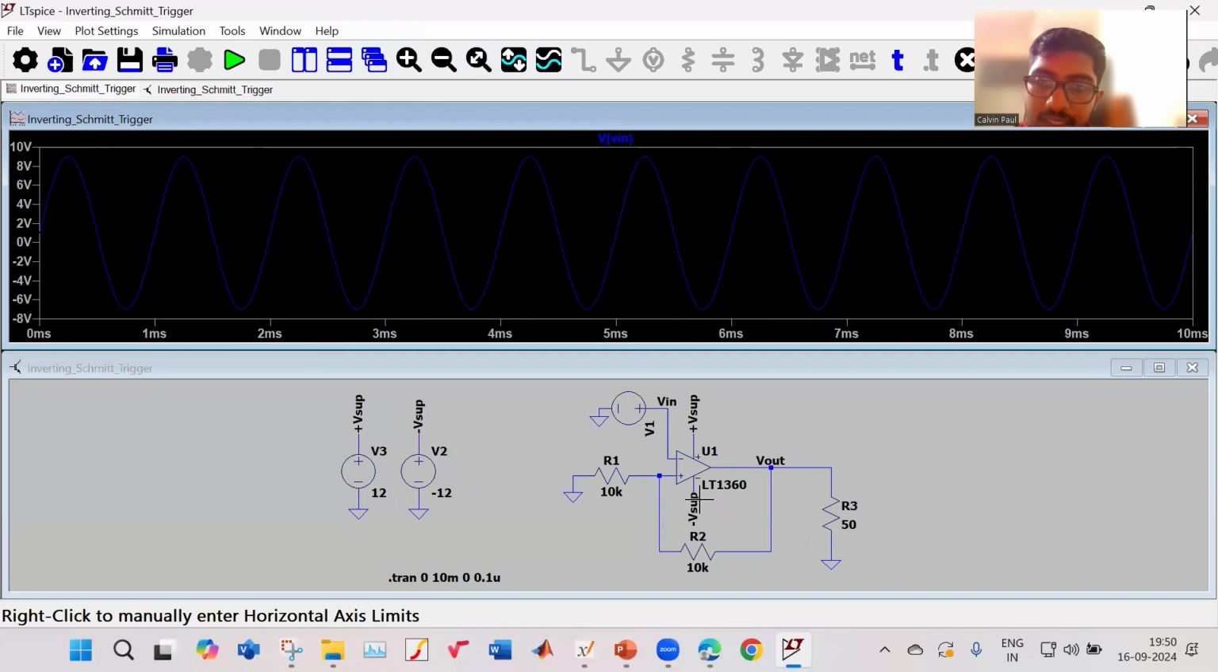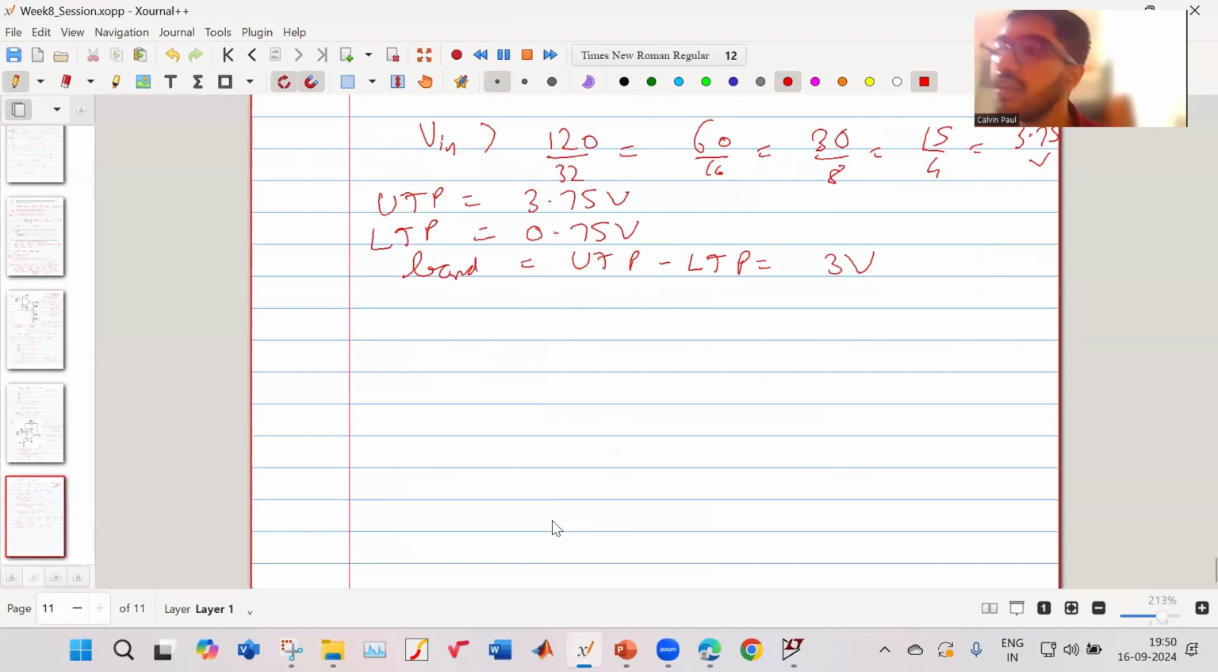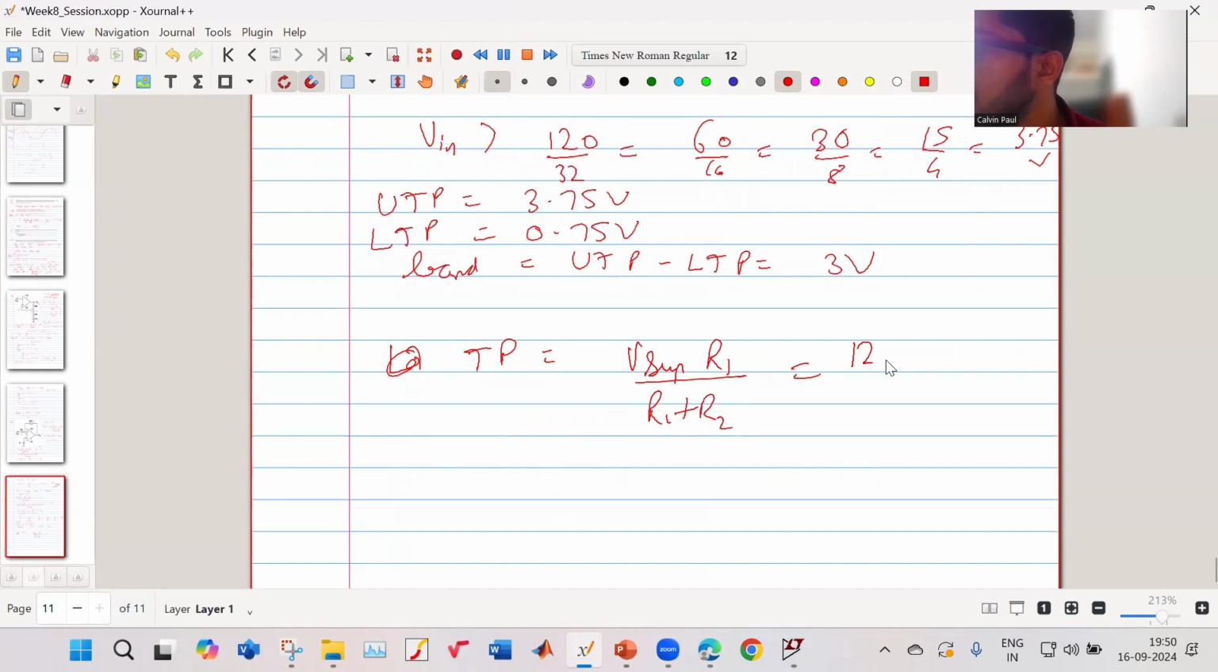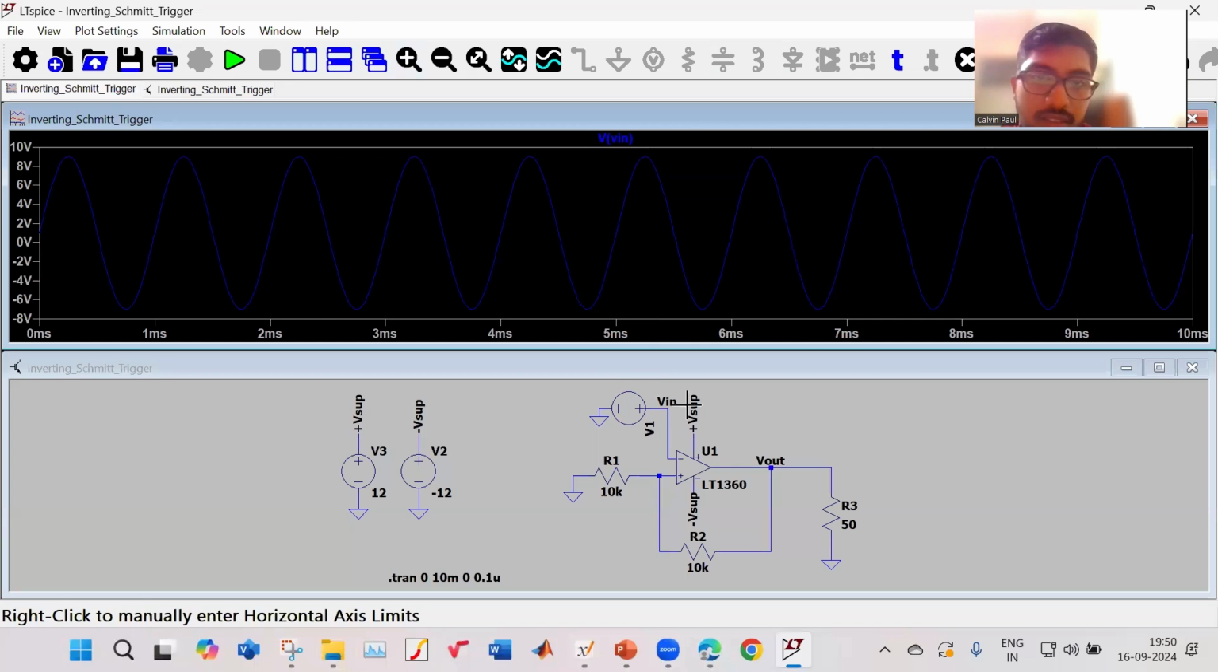Since this is an inverting one, the trigger point is given by V supply times R1 divided by R1 plus R2. That is 12 times 10K divided by 10K plus 10K, so it is around 6 volt. At plus 6 volt it will get triggered, and at minus 6 volt it will get triggered. Now I will plot the output.